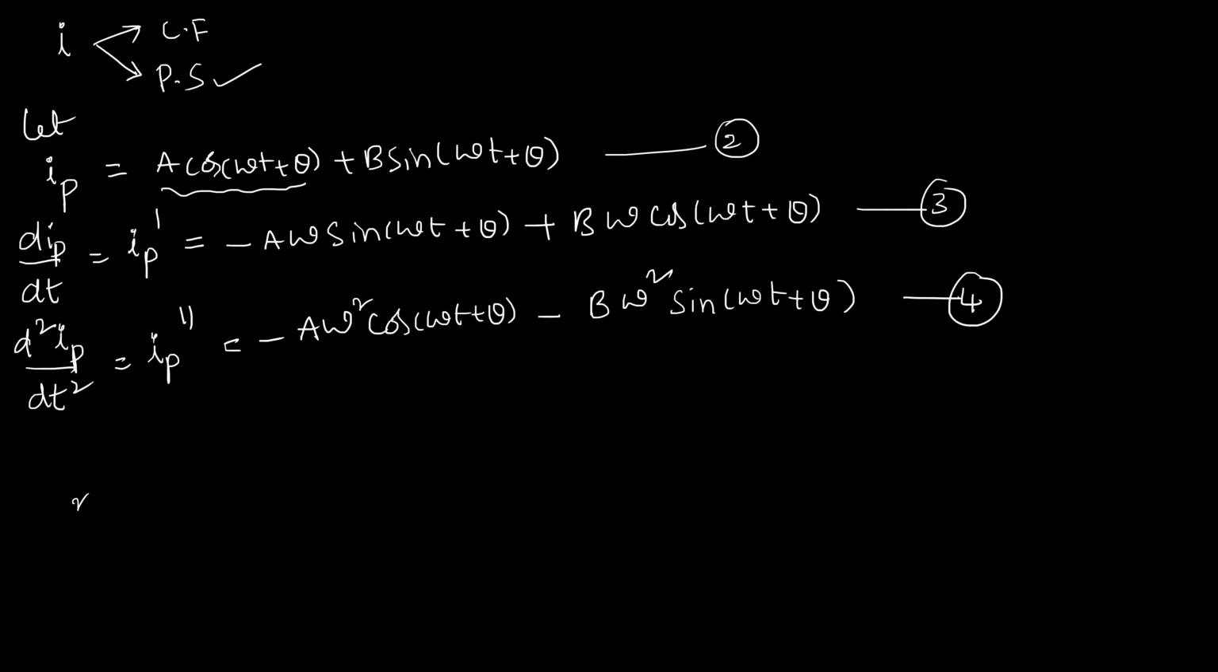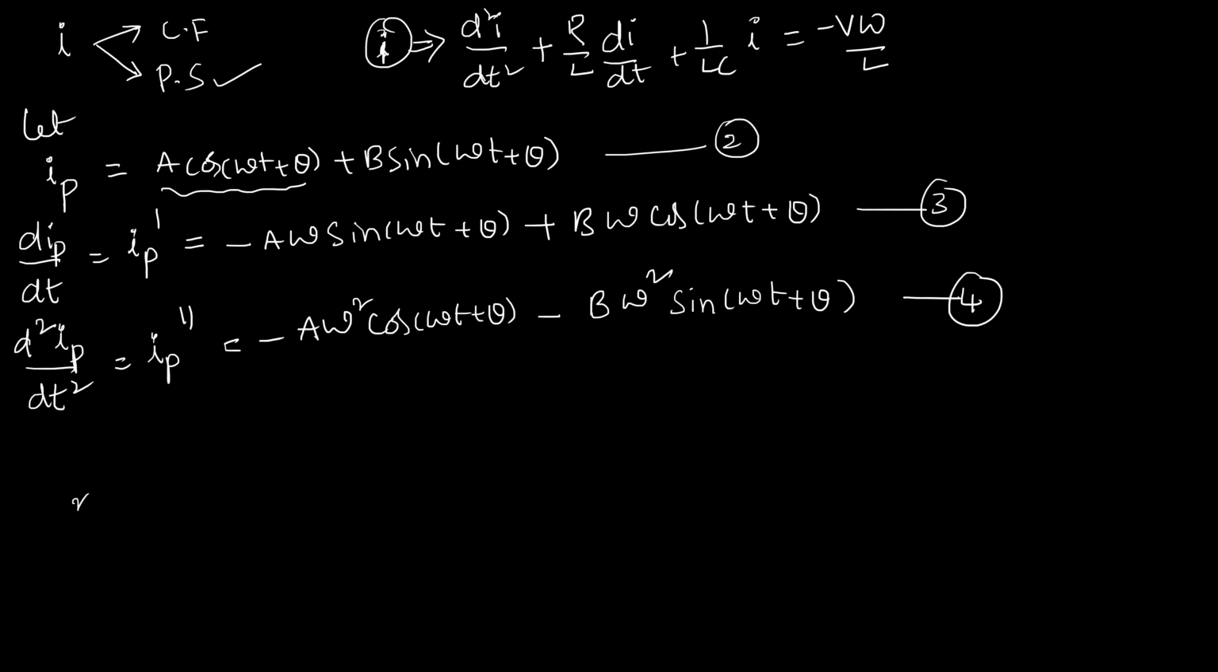Now, do you remember equation 1? That is d square I by dt square plus r by l into di by dt plus 1 by lc into I is equal to minus v omega by l sine(omega t plus theta). In this equation, instead of I, take IP, and you get the particular solution. So let us call this equation number 1. Please correct it in the previous slide also.